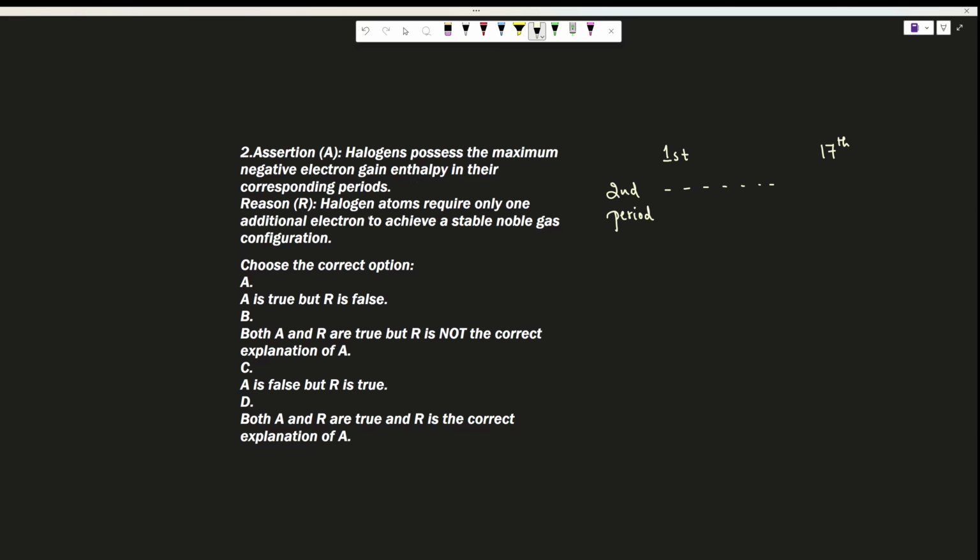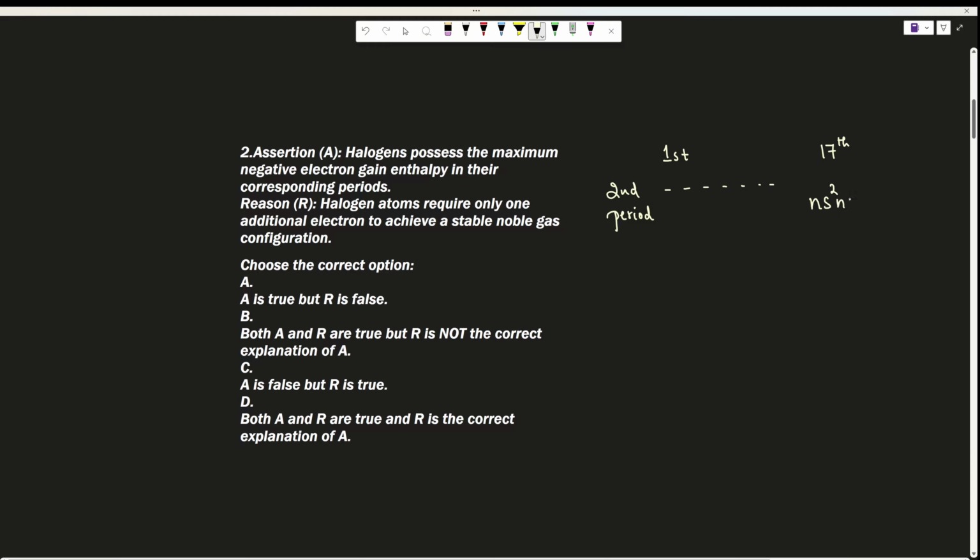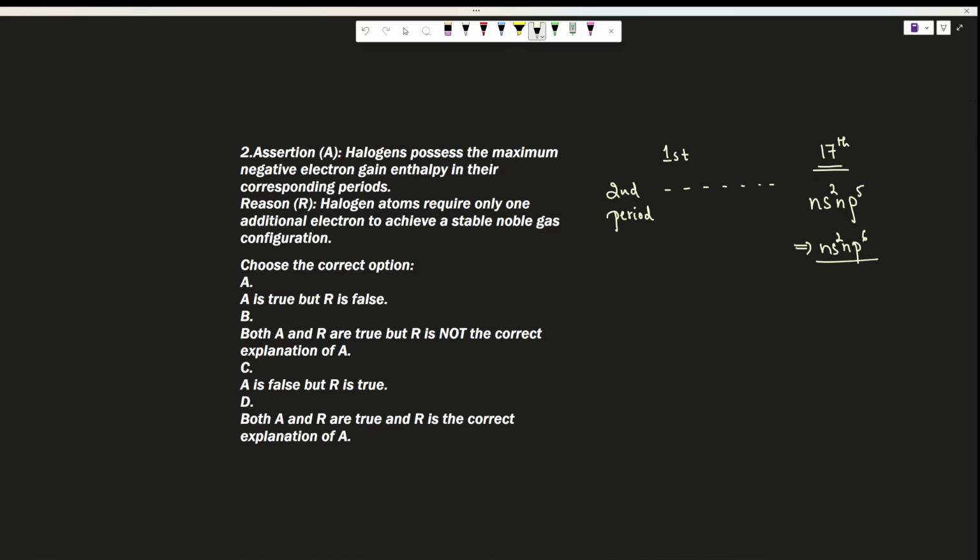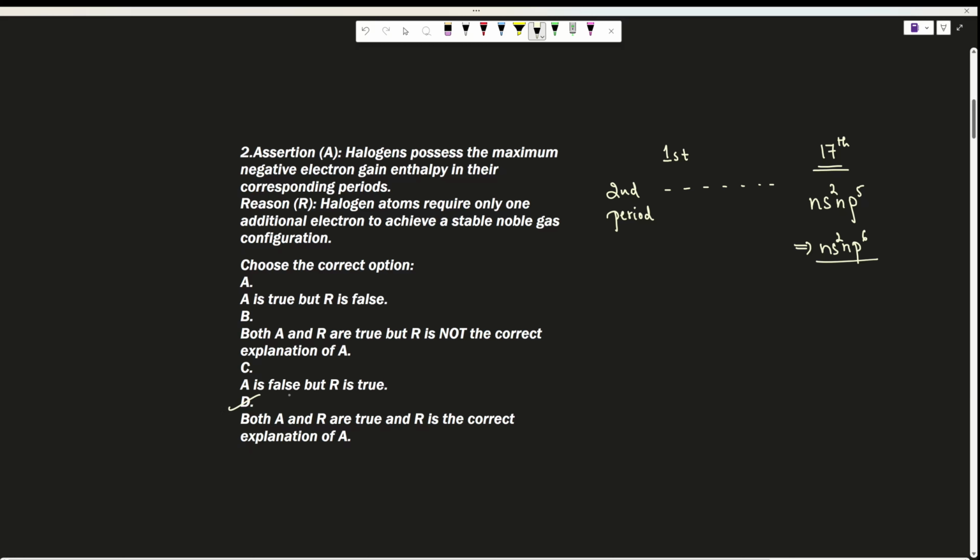So that is true. And halogen atoms require only one additional electron to achieve a stable noble gas configuration. That is the reason. See here, ns2np5 is the outer electronic configuration of 17th group. So if it takes up just one electron, it attains ns2np6, which is the stable noble gas configuration. So both are correct here and it is the correct explanation. So both A and R are true and R is the correct explanation of A. Okay. Next one.